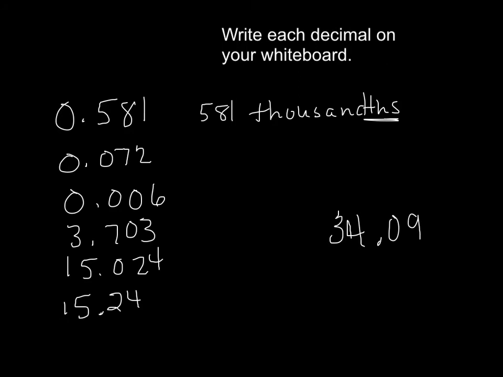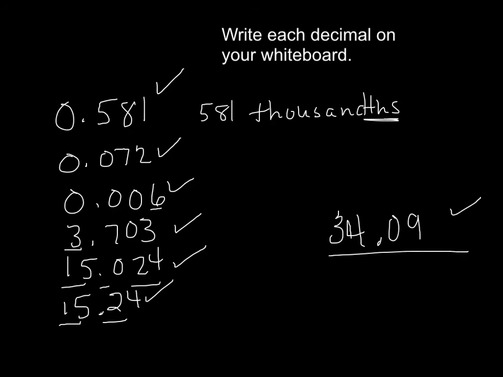Good. Let's go ahead and check. So we should have said 581 thousandths, 72 thousandths, 6 thousandths, 3 and 703 thousandths, 15 and 24 thousandths, 15 and 24 hundredths, and 34 and 9 hundredths.